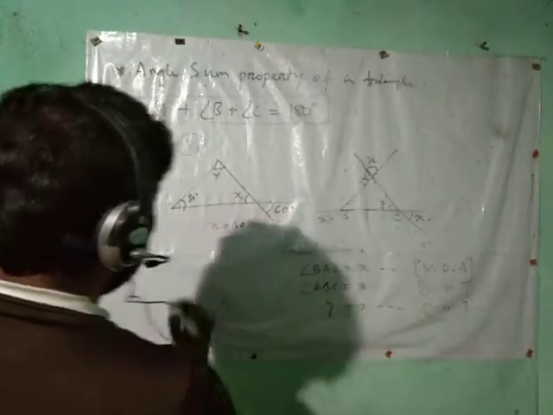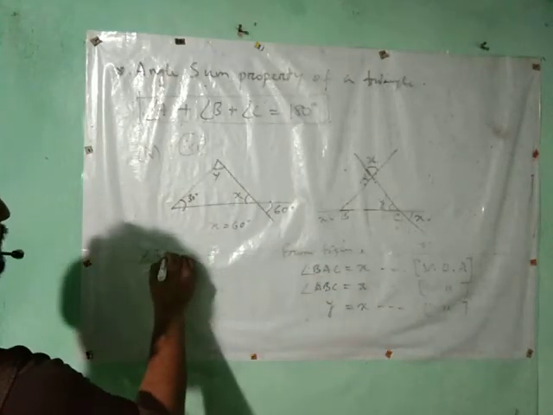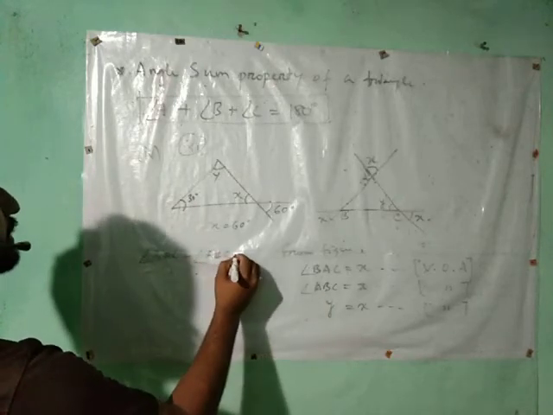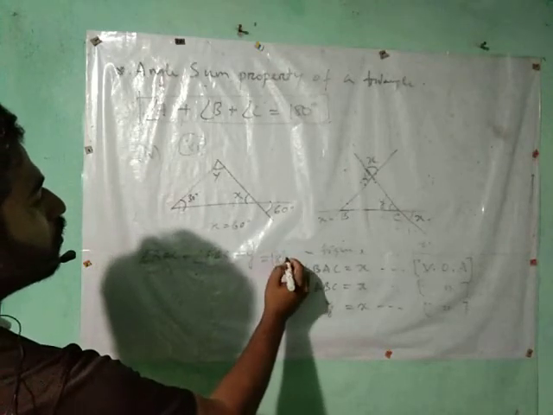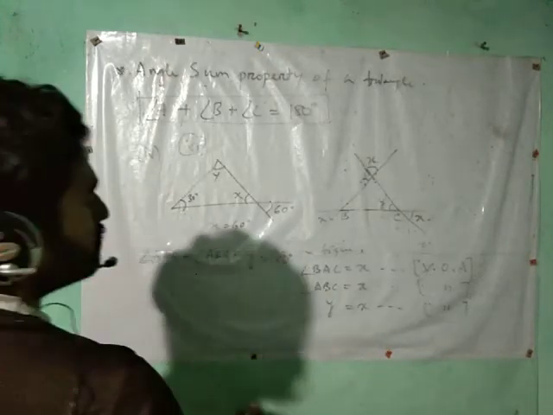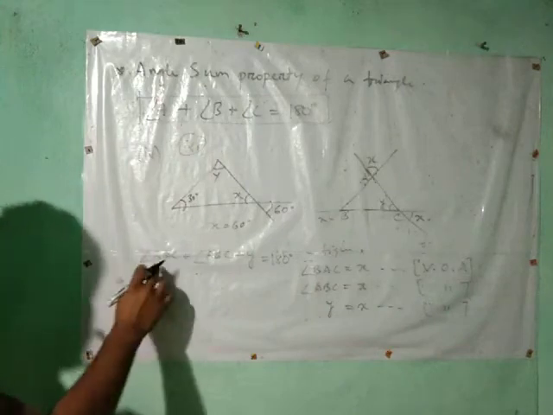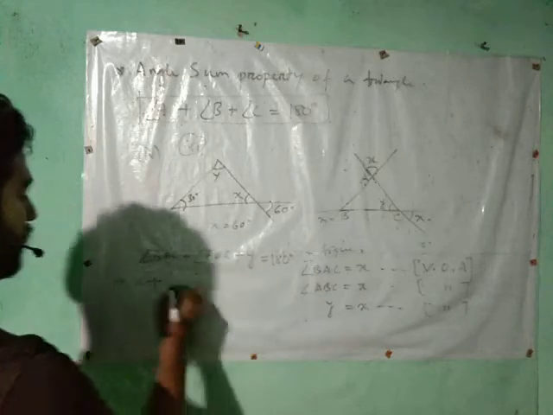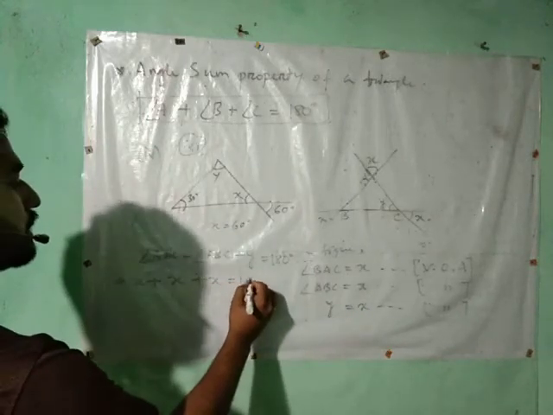So now what you have to write? Angle BAC plus angle ABC plus y equals to what? It must be 180 degree. Why? You have to write here angle sum property. Now put the values of all of them. BAC means what? x. Plus ABC means what? x. Plus y means what? Again x. That means 180 degree.